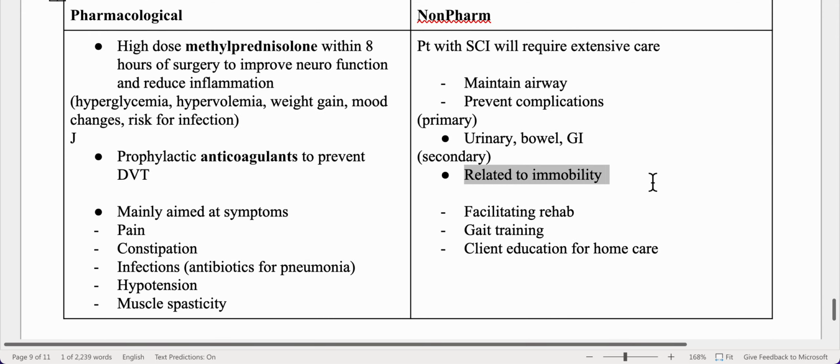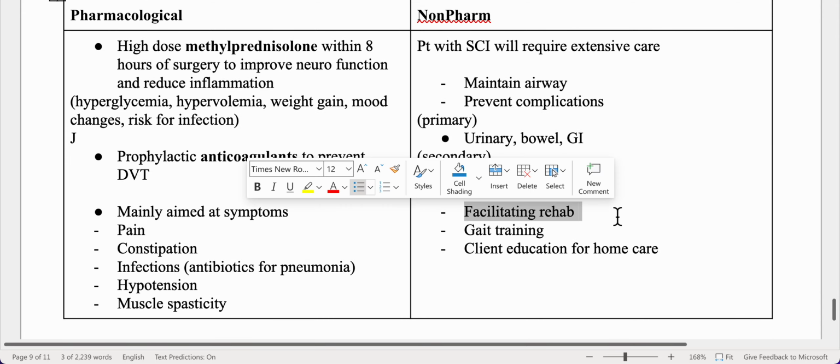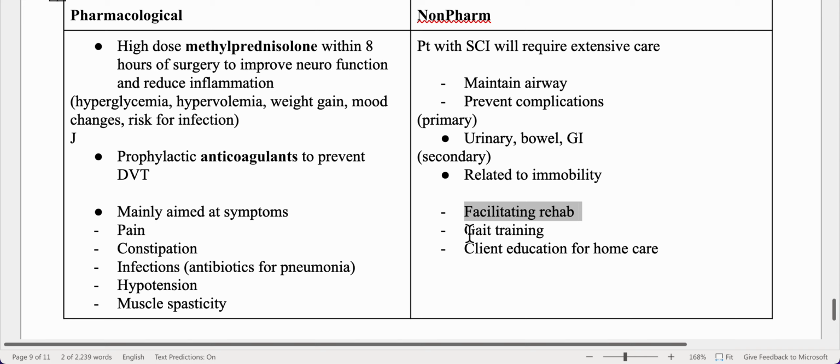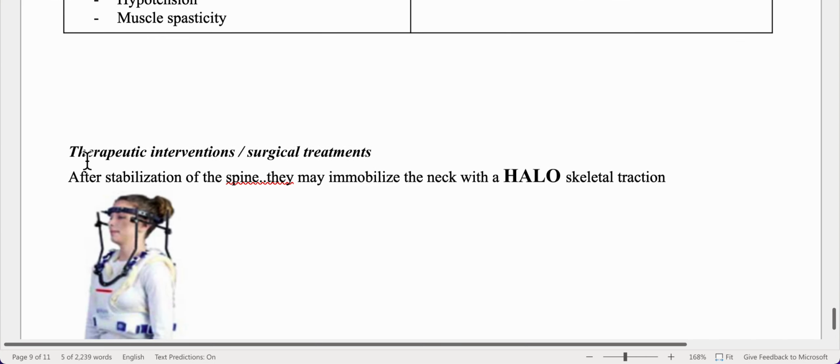Secondary: related to immobility. Facilitating rehab. Gait training. Client education for home care.